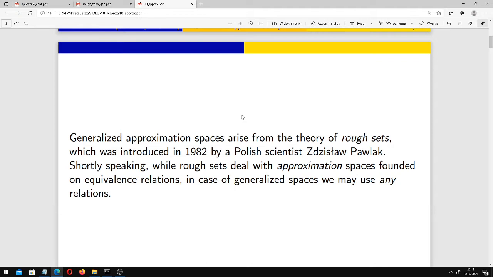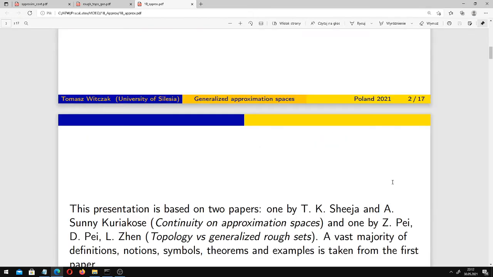Shortly speaking, while rough sets deal with approximation spaces founded on equivalence relations, in the case of generalized approximation spaces, we may use any binary relations.